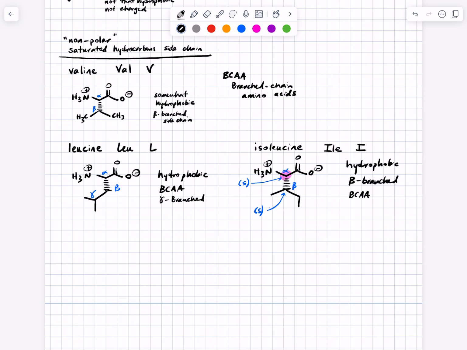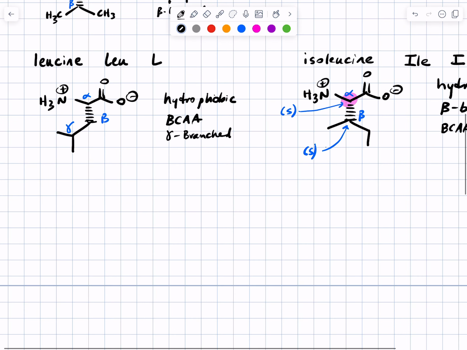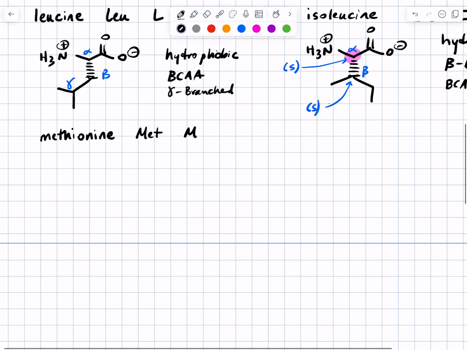Okay. So there's one more that we're going to put in this nonpolar category, and that last one is methionine, M-E-T-H-I-O-N-I-N-E, 3-letter code MET, 1-letter code M.